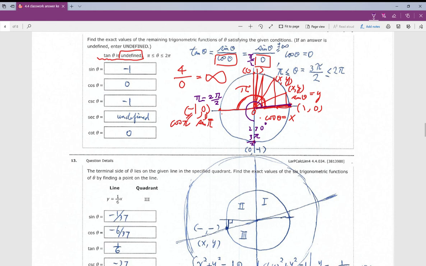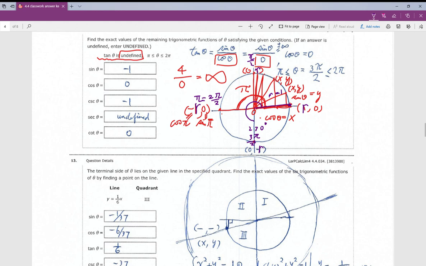So I'm talking about when the radius r is 1. If the radius is not 1, then we say radius, r.